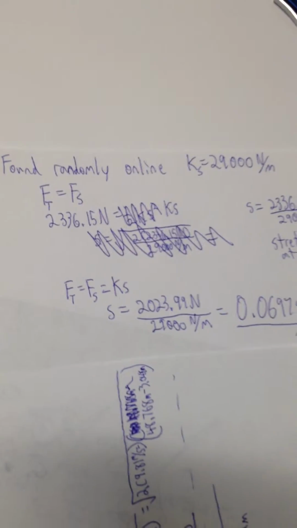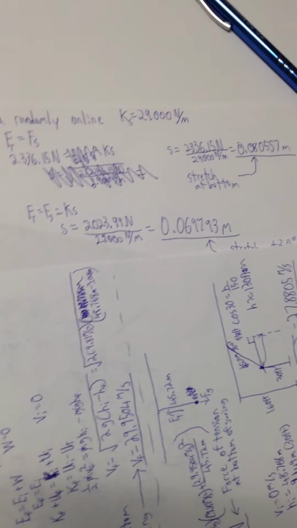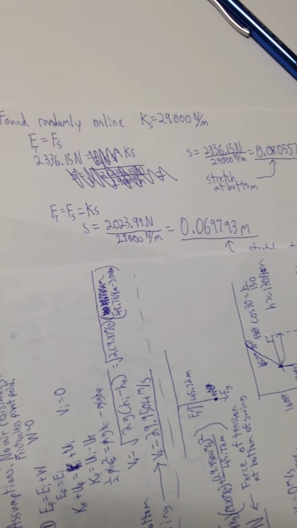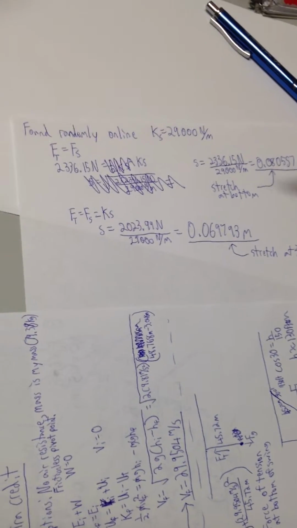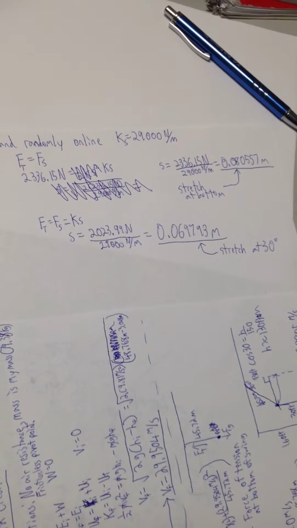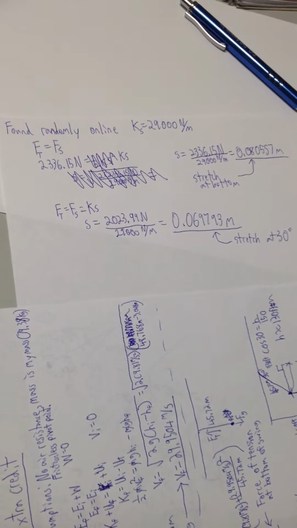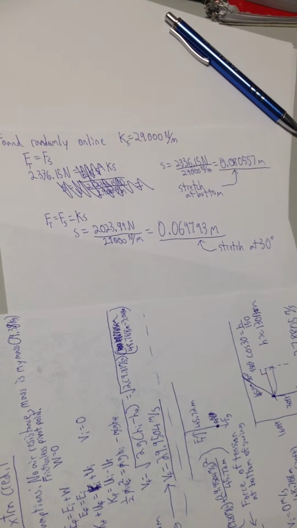And then find if the rope was a spring. Basically, we set the spring constant at 29,000 because we found that online after some research. And then we know that the spring force is equal to the force of tension, which will be equal to k_s s, and solve for s. We use the force of tension at the bottom of the swing, and the force of tension at 30 degrees. And then we got 0.08 meters of stretch for the bottom of the swing, and 0.06 meters of stretch at 30 degrees away.